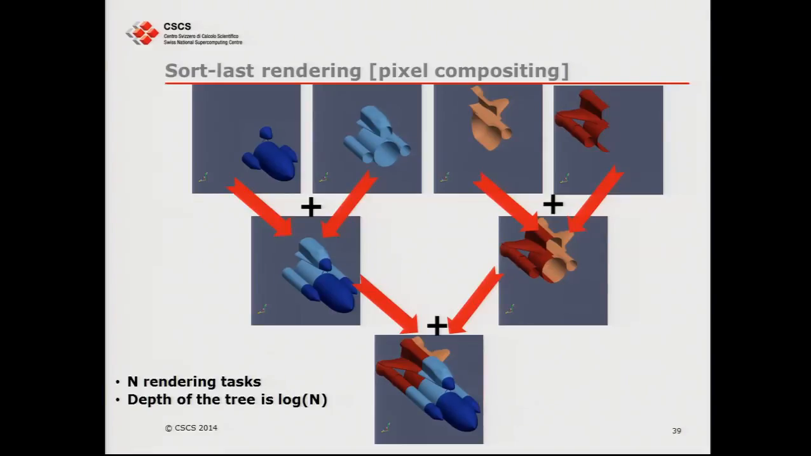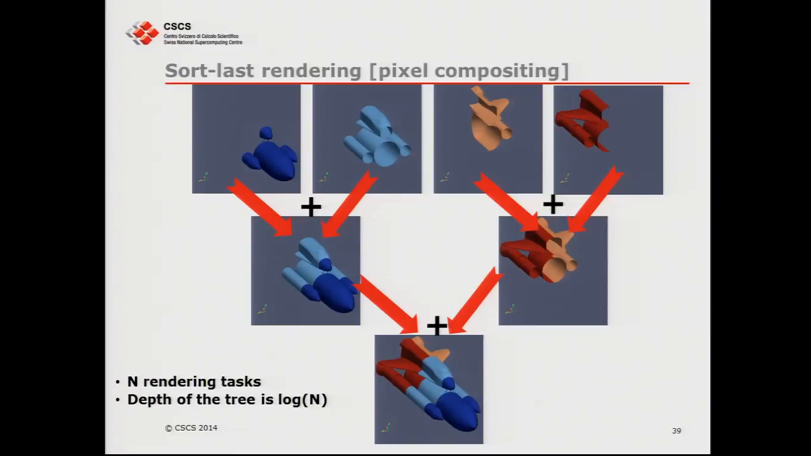The depth of this tree is exactly log n of the number of processing elements you have. Here we are only exchanging pixels. How do we do it here? Take any pixel on the image. You look at the depth information, the depth of each of those pixels on each processor, and you keep the pixel that is closer to you.